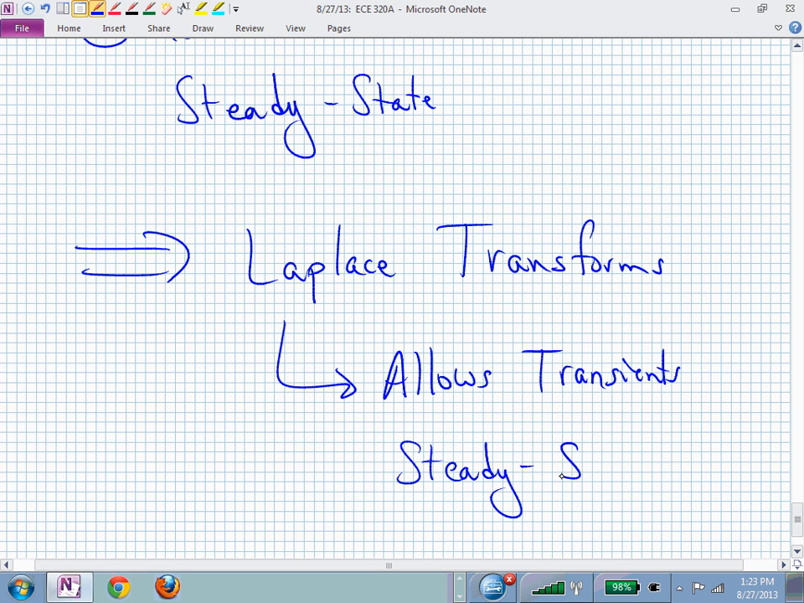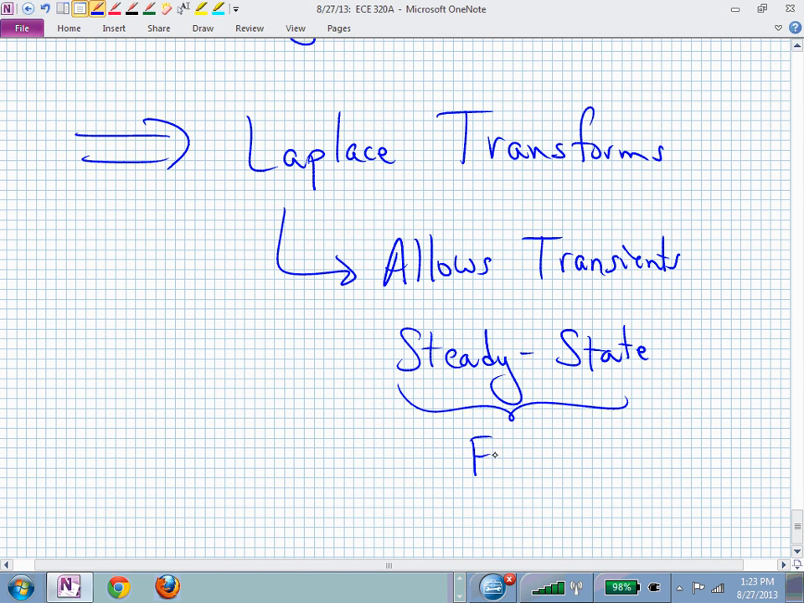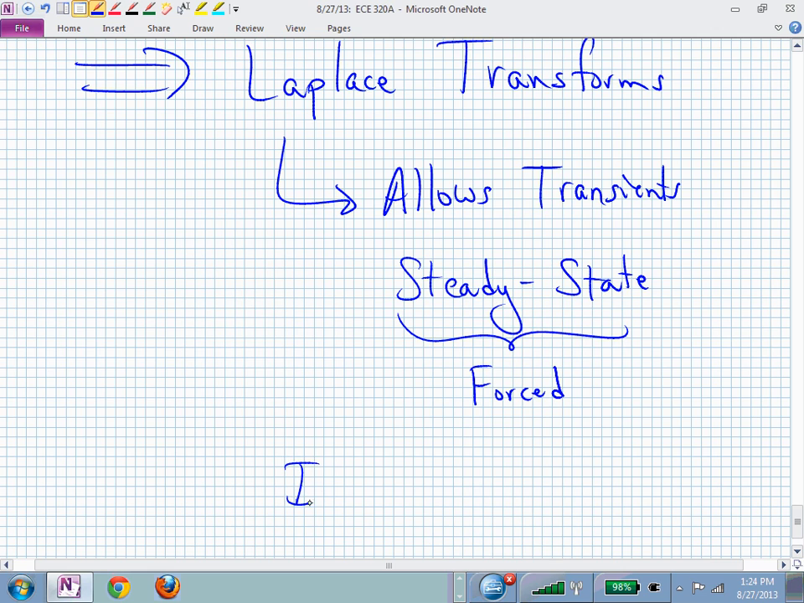We can still play with steady state analysis if we were, let's say, forcing our system with a bunch of sine waves, or because it allows for transients, we can now incorporate initial conditions.